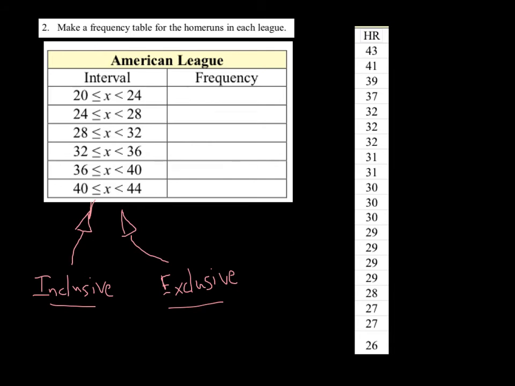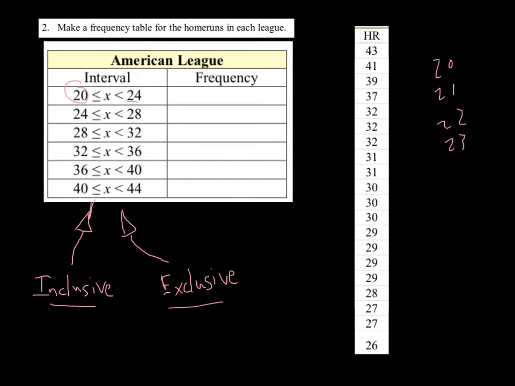So for the first interval, it's going to be the number of home runs that is either equal to 20, right, greater than or equal to 20, but less than 24. So who is that? That's going to be 20, 21, 22, 23. Any of those number of home runs we're going to count. And so we just want to see how many times that happens.